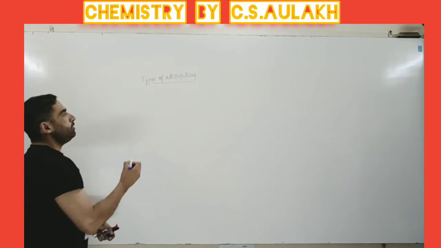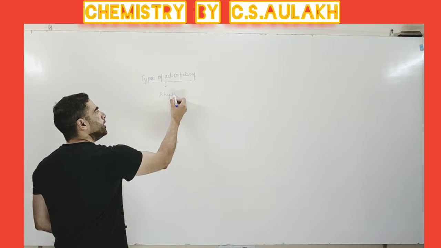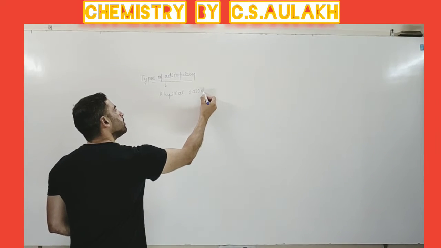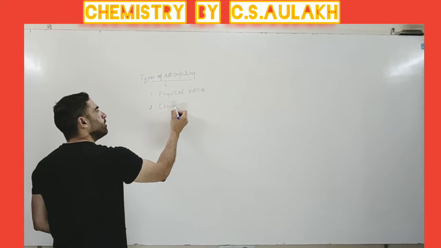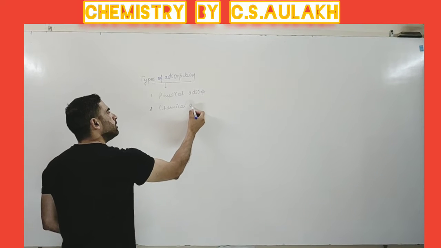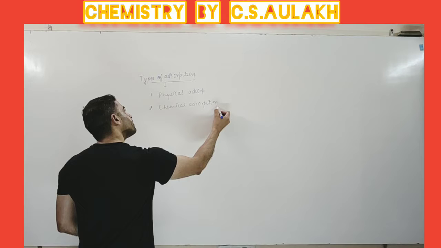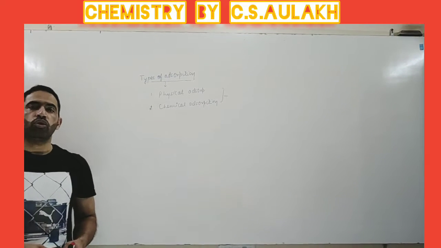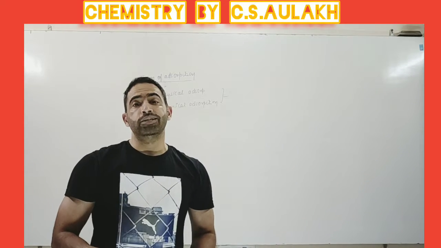Adsorption is divided into two types. One is physical adsorption, while the second is chemical adsorption. So first I will tell you how we differentiate adsorption into two types, one physical and other chemical.